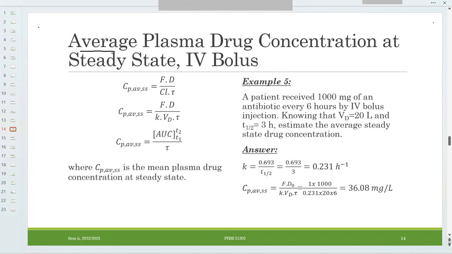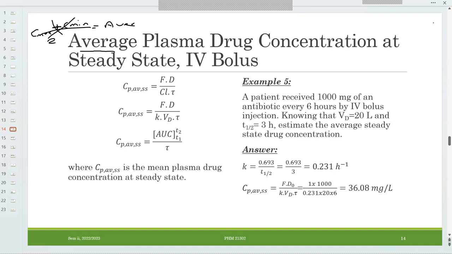So, for example, for IV bolus regimen, we have Cmax and we have Cmin, so you may think that we just add Cmax plus Cmin divided by 2. So there they give the average, right? No, that is not correct.